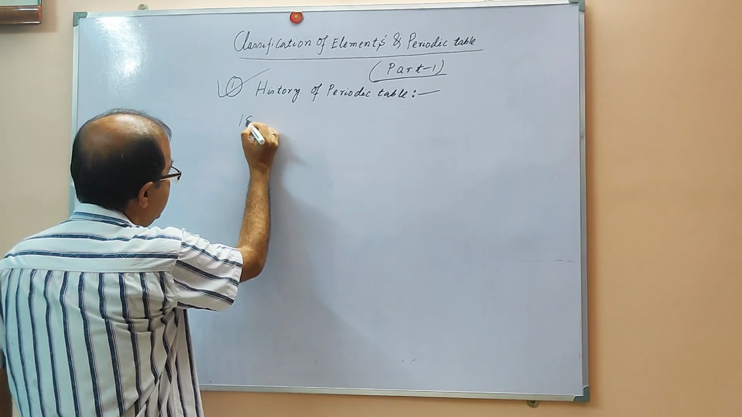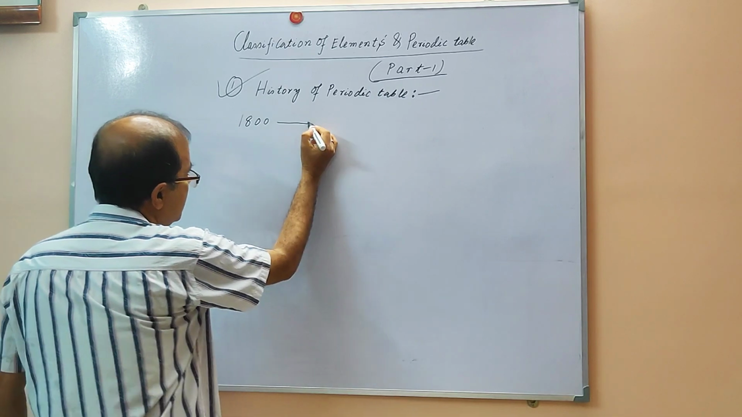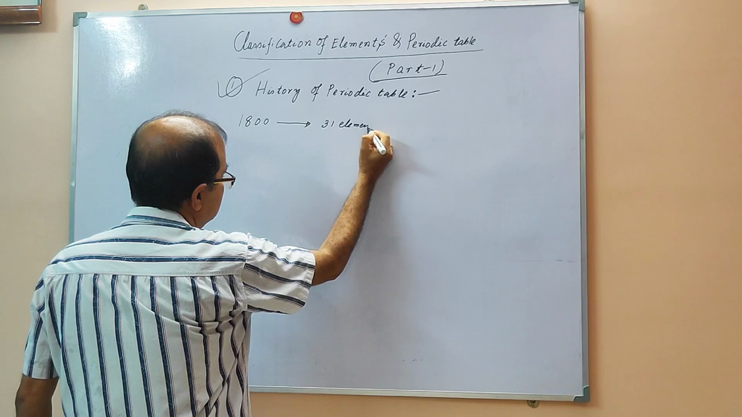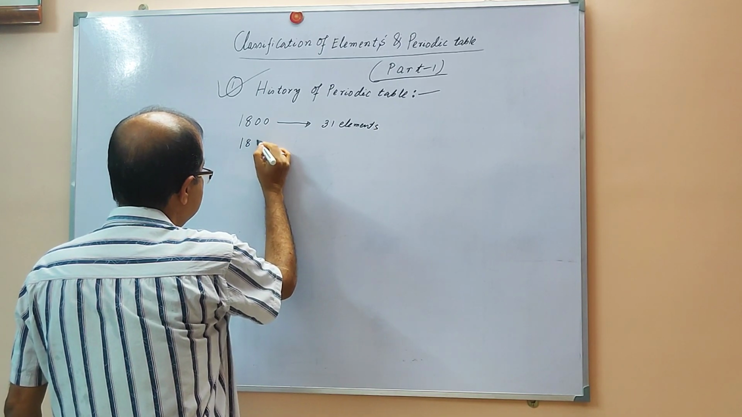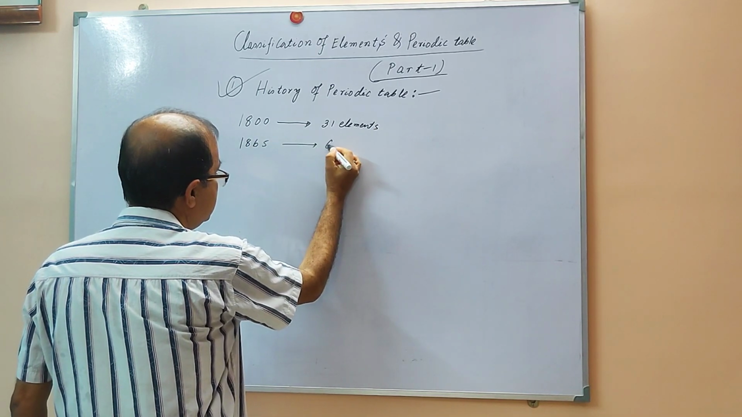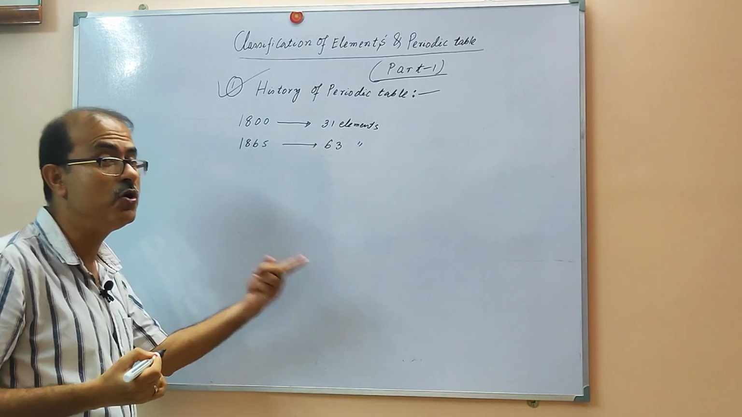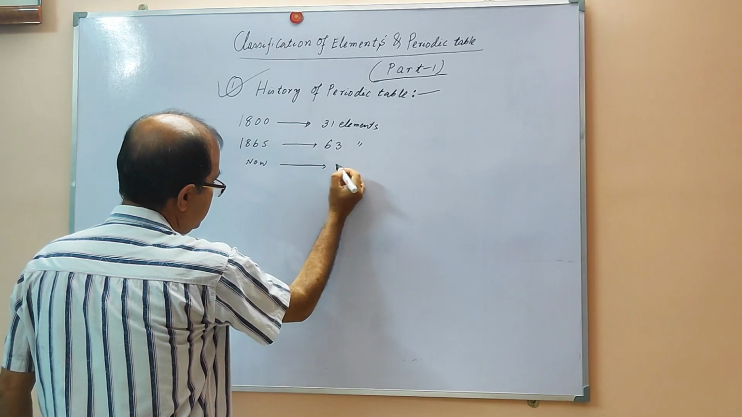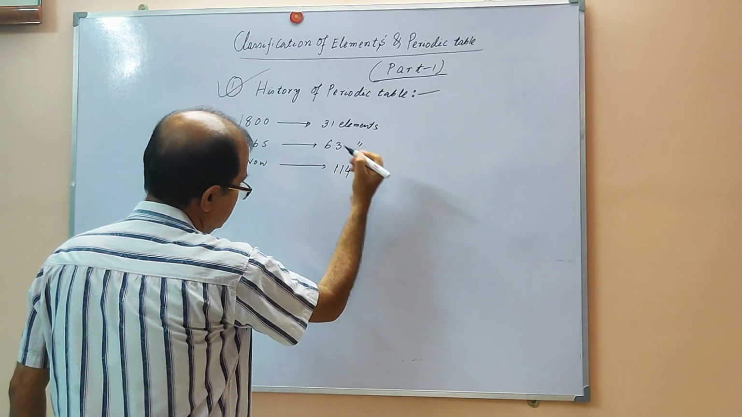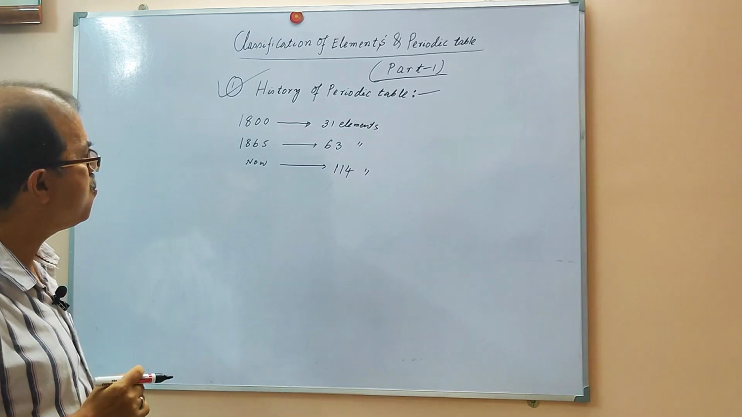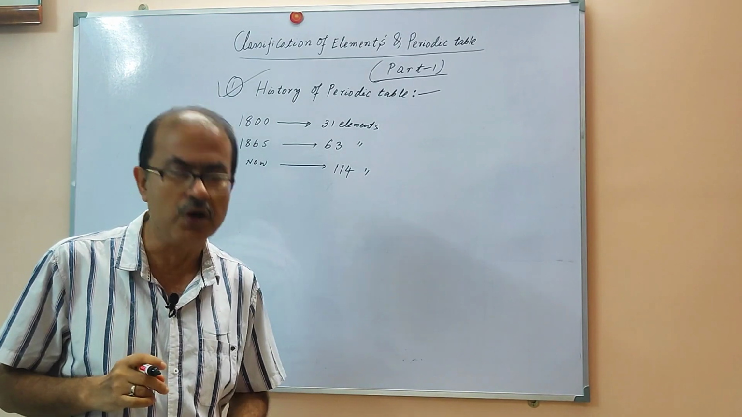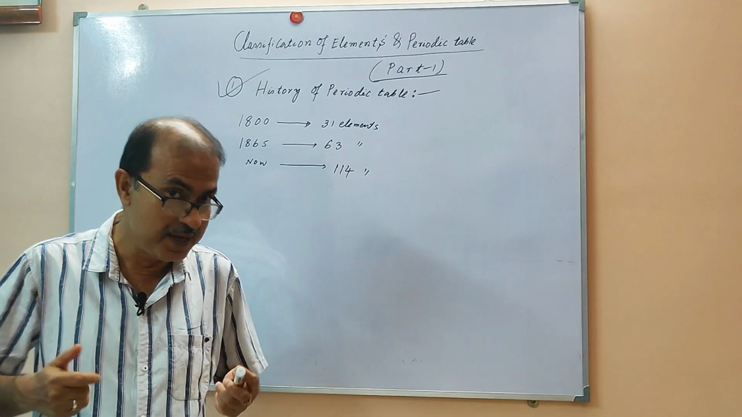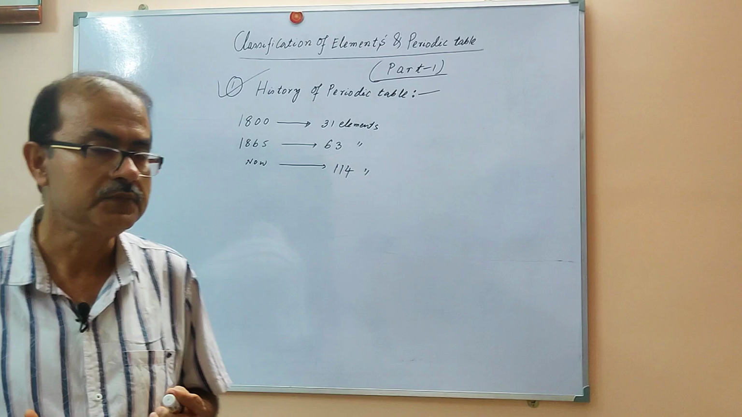History is this: in 1800 there were only 31 elements, and in 1865 you see there are 63 elements. This is more than double. And now, as of today, there are 114 elements. So, to study all the elements, to study the chemistry of all the elements, is not a very easy task. Also, all the elements have their own compounds.